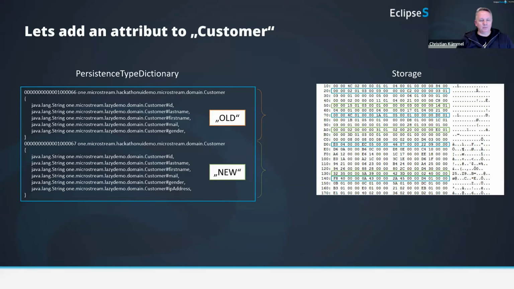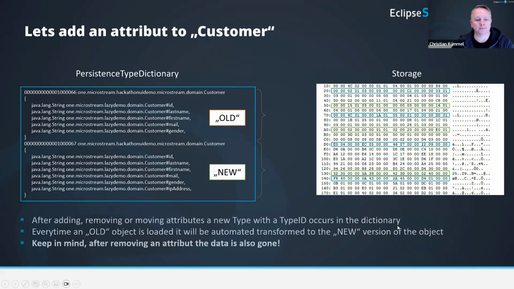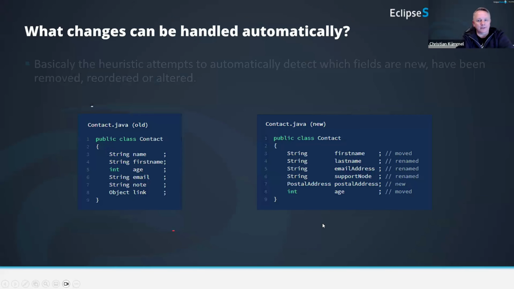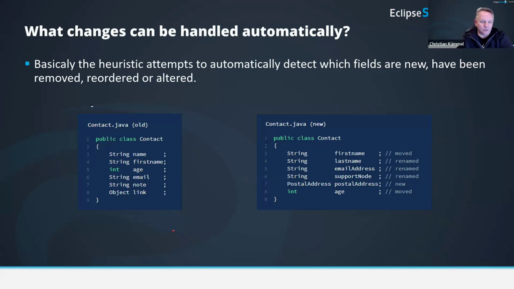So that's why we implemented such versioning. That means over time, the more changes you have, the more customer objects in different versions will be in your storage. But you don't have to care. Just use it as normal, and Eclipse Store will do the trick in the background to update it. Now the question is, what can be handled automatically? What is Eclipse Store able to handle and match automatically?